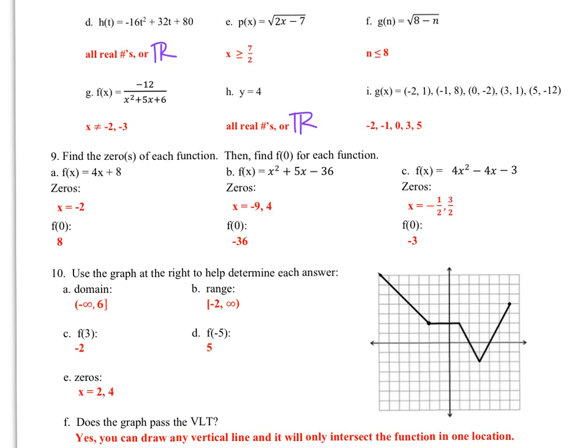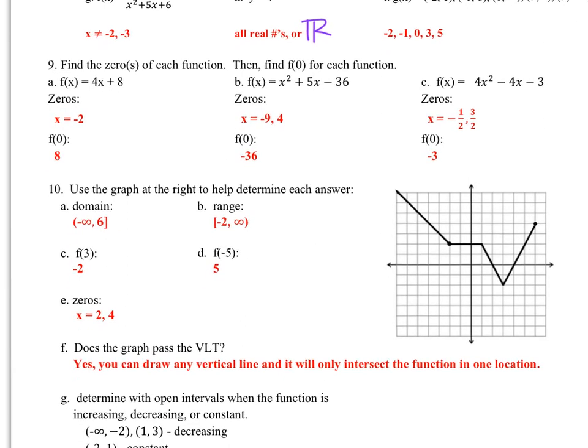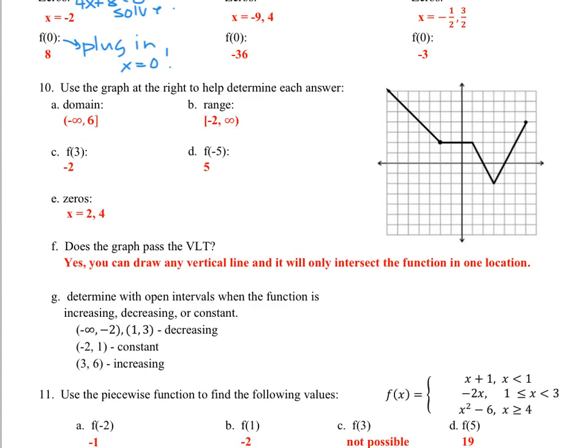Question 9, notice the answers here are different. It says find the zeros and then find f of 0. 2 different answers here. To find the 0, set it equal to 0 and solve. If you're evaluating f of 0 here, you plug in x equals 0, and that would be what helps give you those 2 different answers for each of those problems.